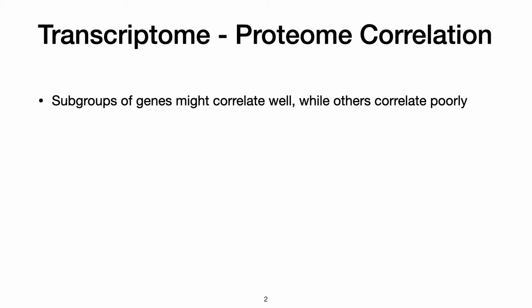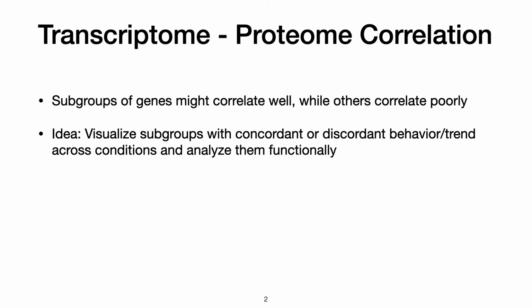OmicsTIDE is a tool for the interactive exploration of trends in multi-omics data, especially in transcriptomics and proteomics data. Transcriptome-proteome correlation is often not perfect. However, subgroups of genes might correlate well, while others correlate poorly. The central idea of our approach is to find and visualize subgroups with concordant or discordant behavior or trends across conditions and to analyze them functionally.